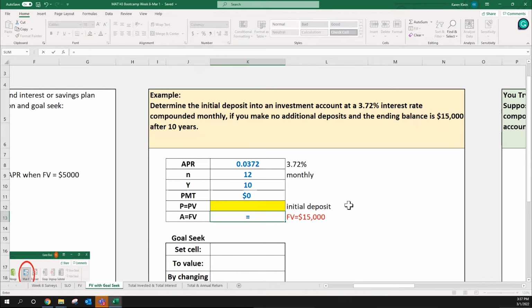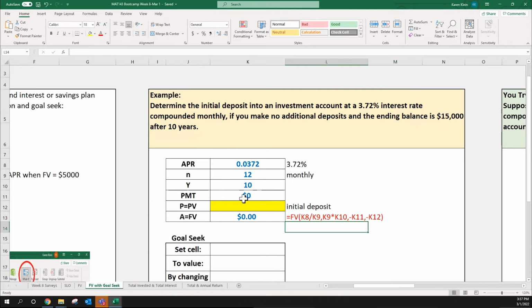So we still have to input our FV function in order to goal seek. So we're going to have our APR divided by N, times our Y, minus PMT, comma, minus PV. Even though nothing's there, we still have to highlight it. Now, when I first input in this particular field, we get an output of 0 because I have nothing going into this account. So if there's nothing going in, there's going to be nothing coming out.